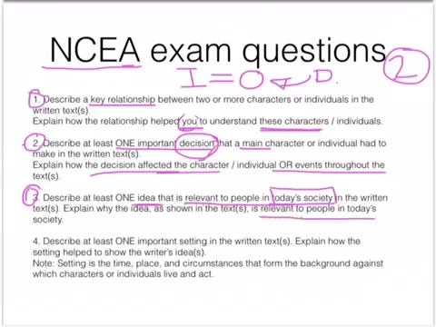So your idea might be jealousy, it might be prejudice, it might be class structure, but you've got to keep on linking it back to modern society. And then number 4, describe at least one important setting, and remember setting is time or place, and explain how that showed the writer's ideas. So there again we have a theme question, and it's quite nice because it'll tie in very nicely with the world Shakespeare created for us.